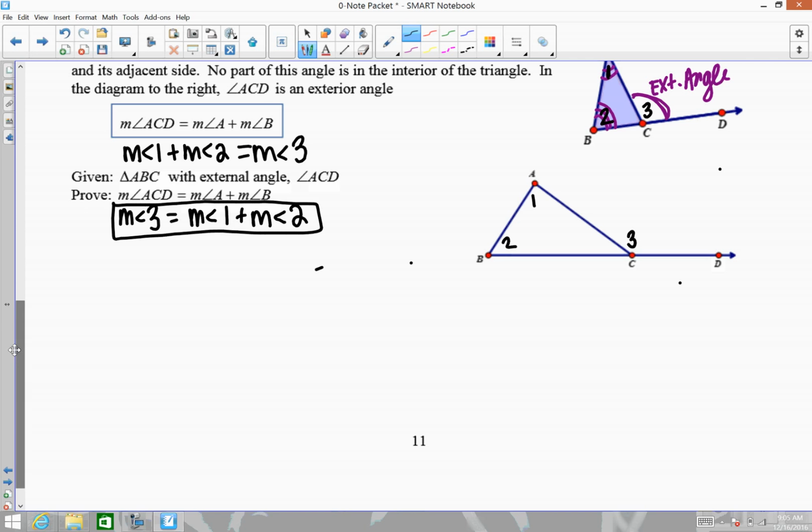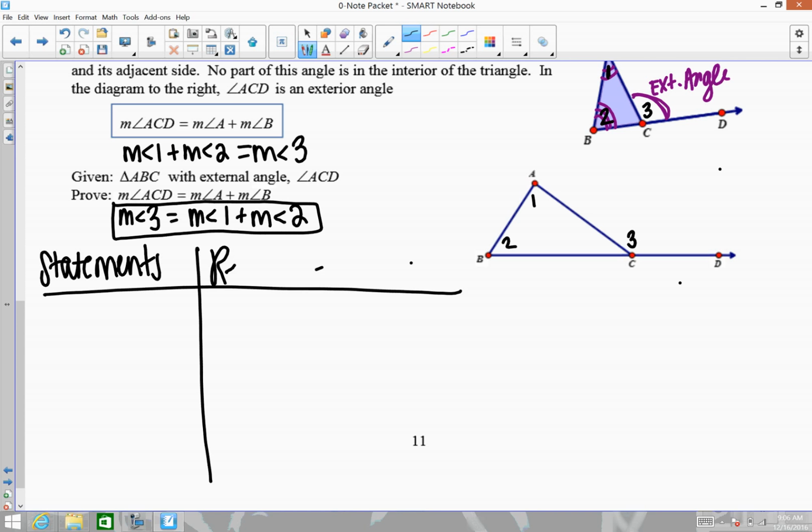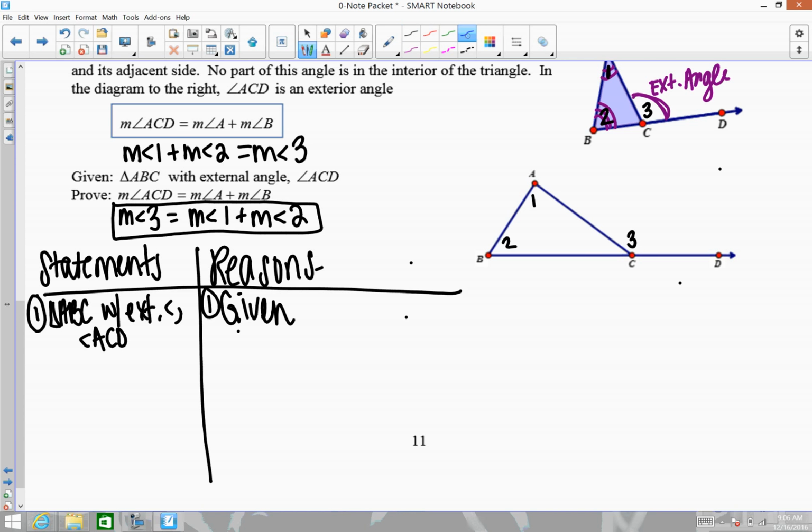So starting with our statements and our reasons. So we start with our given. So we're given triangle ABC with exterior angle ACD. And then if you remember what I said, I'm going to call this angle 4. Since we're not proving the interior angle theorem, I can use it.